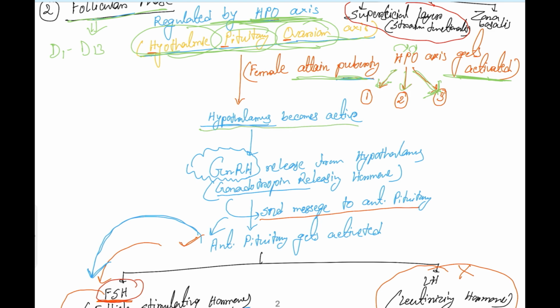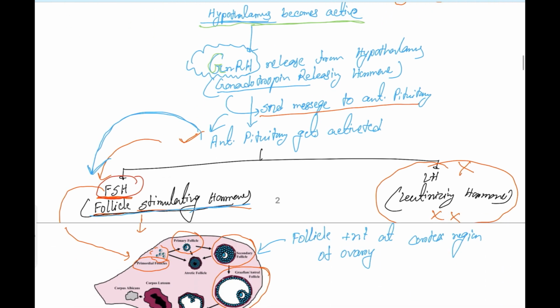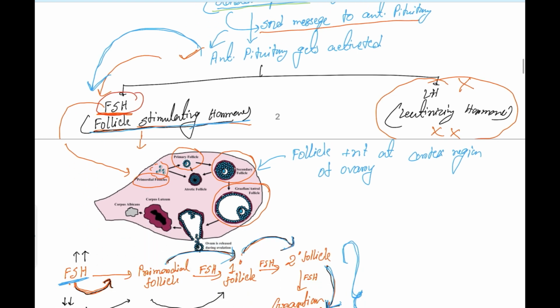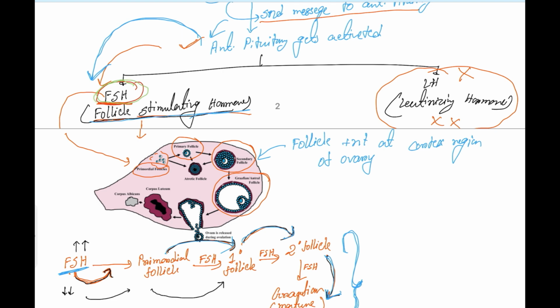How will they act? First, the hypothalamus becomes active. The hypothalamus releases GnRH. GnRH means gonadotropin releasing hormone. This gonadotropin releasing hormone sends a message to the anterior pituitary. What message? To release follicle stimulating hormone. This anterior pituitary releases two hormones. One is follicle stimulating hormone, one is LH.